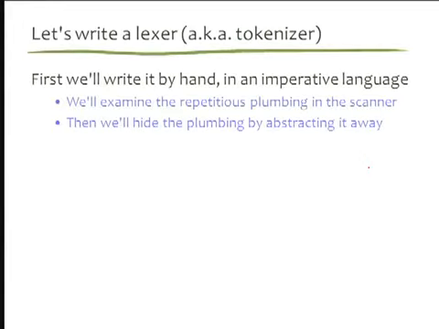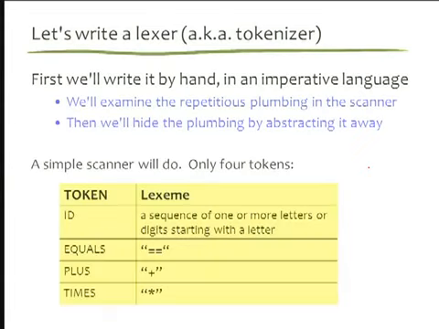We'll write it by hand in some imperative style, the way you would do it in C or JavaScript. And we look at where's the plumbing, and then we design the abstraction. Okay? And we'll do a really simple scanner. It only has 4 different kinds of tokens. An identifier, which is a sequence of 1 or more letters or digits starting with a letter, a typical description of a variable. Then it has one double equal sign and a plus and a times. Okay? That's all it has.